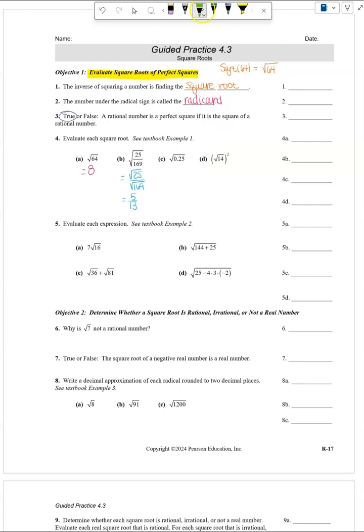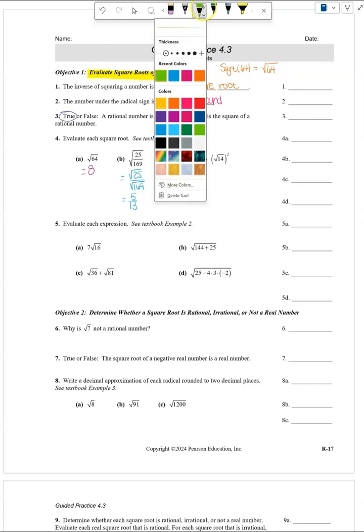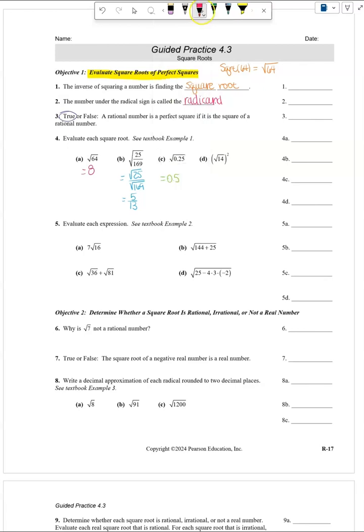Now let's look at the next one. The square root of 0.25, well, that equals 0.5. And then, last but not least, the square of the square root of 14 is just 14.